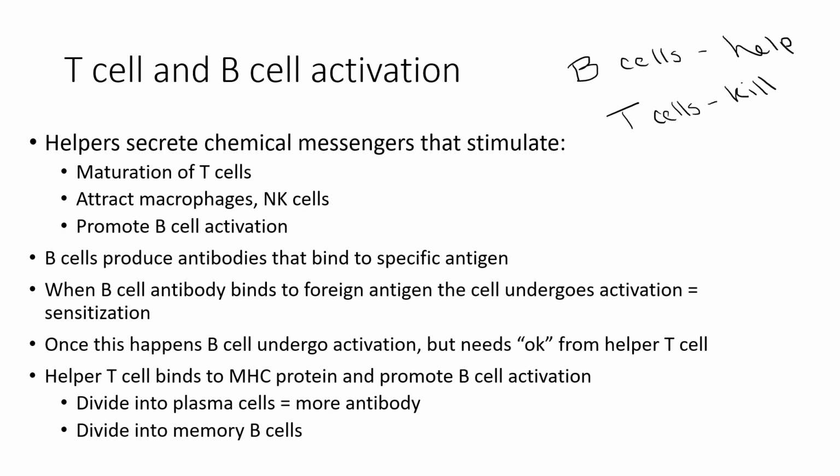So, moving into how we start this whole process. Helper cells are going to go to the area and secrete chemical messengers that are going to stimulate three things. First is the maturation of T cells. You don't naturally have a bunch of T cells running around. They need to be created in order to fight off an infection because they are going to be specific to that infection, right? They're going to have those specific markers that say, hey, you're not supposed to be here, I need to get rid of you. So we have to create those.